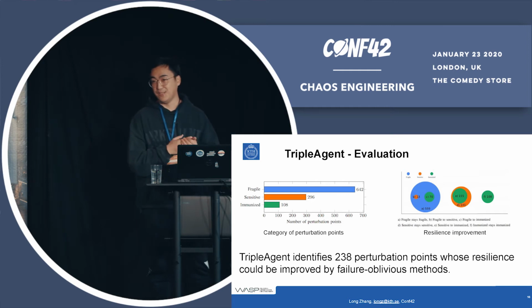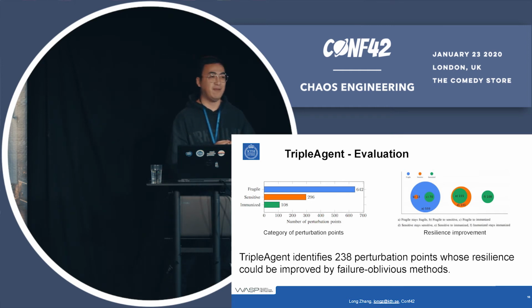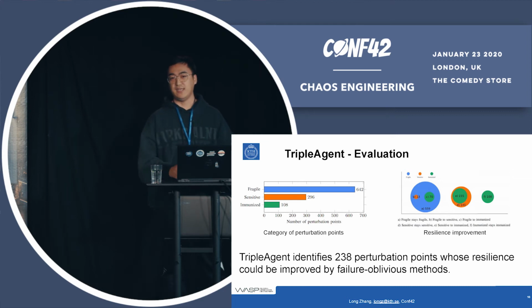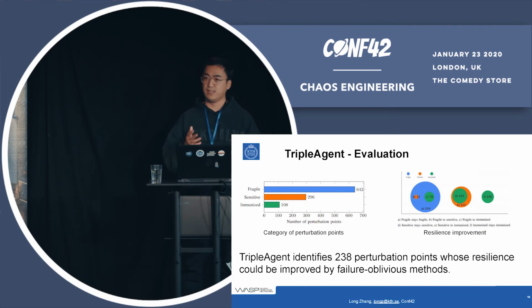Also, we did experiments with TTorrent, and we have these three different categories of perturbation points, like the methods which declare to throw exceptions. So we have lots of fragile perturbation points. It means if we only inject one exception, it makes your system crash, or it makes the system run abnormally forever.